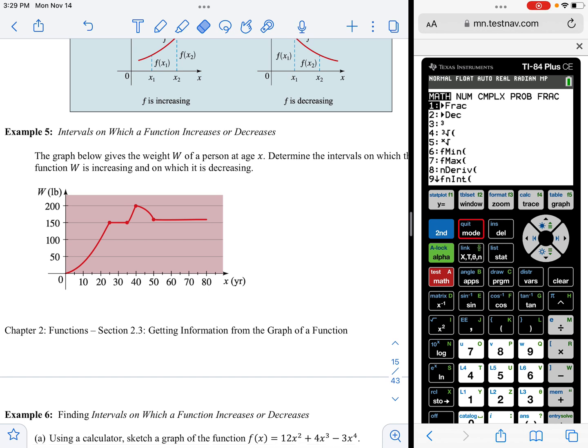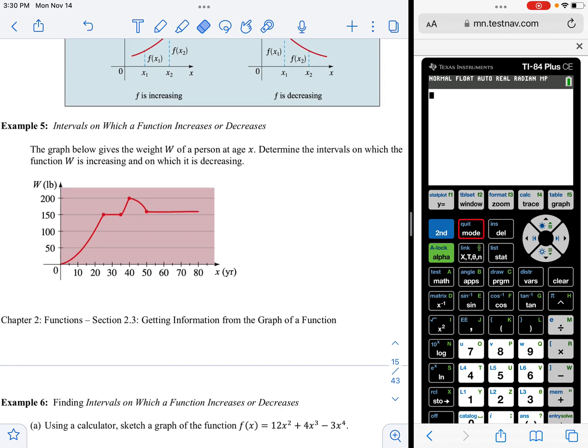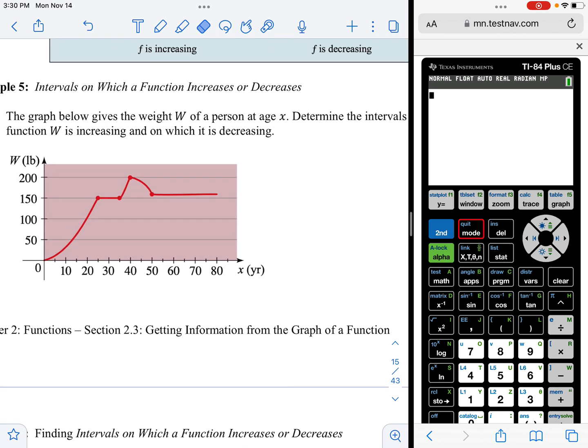With example 5, we have a graph of the weight in pounds, W, that's the vertical axis, and the age of a person, x, that's the horizontal axis, and that's in years. And so we're looking at the intervals in which the function W is increasing and decreasing.